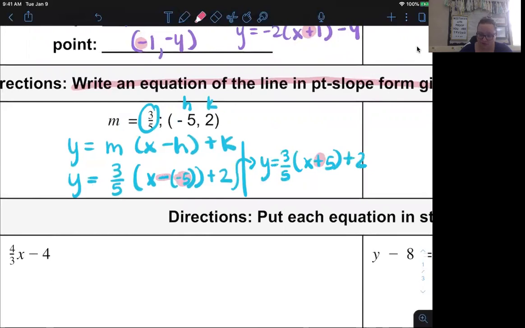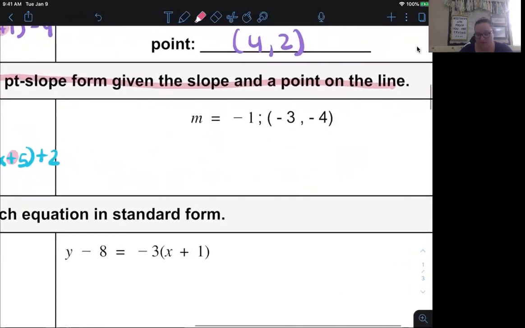All right, why don't you go ahead and try one on your own? So in the second part of this example, you're given that the slope of the line is negative 1, and a point on the line is negative 3, negative 4. Go ahead and plug that into point slope form and see what you get.